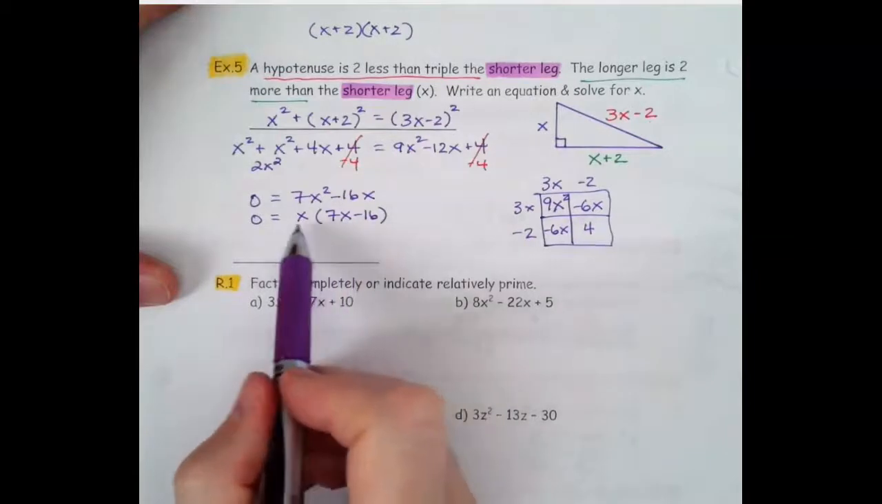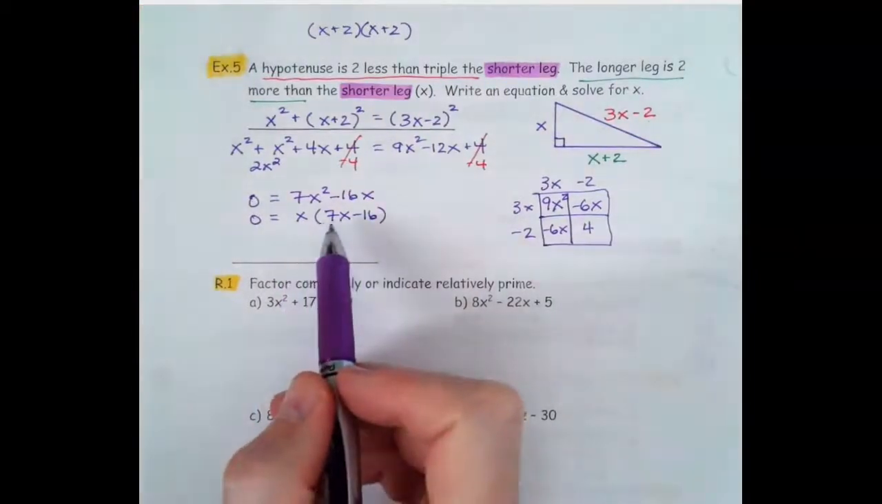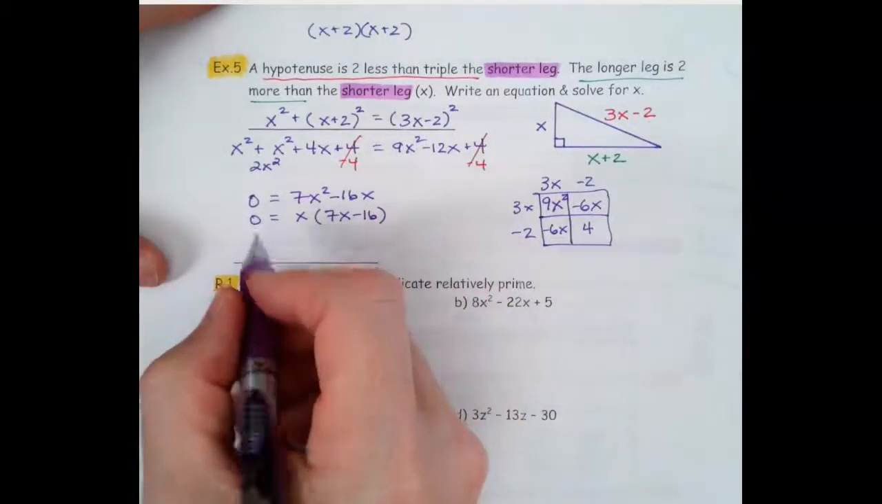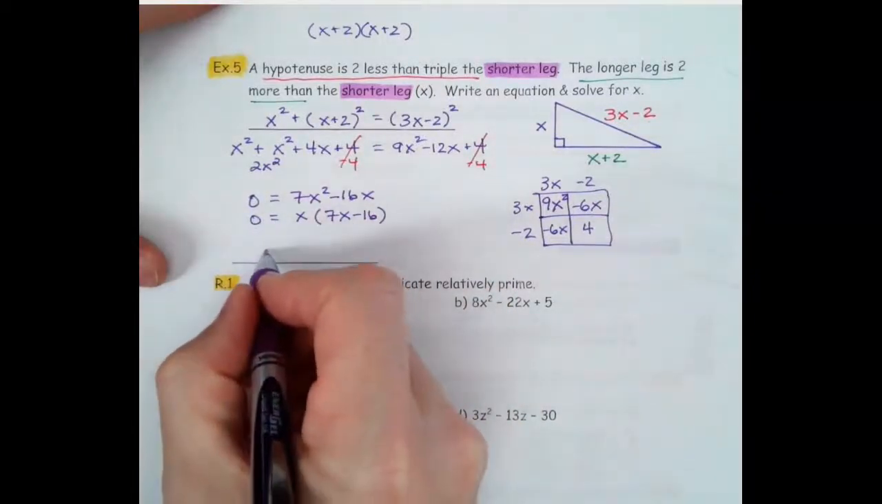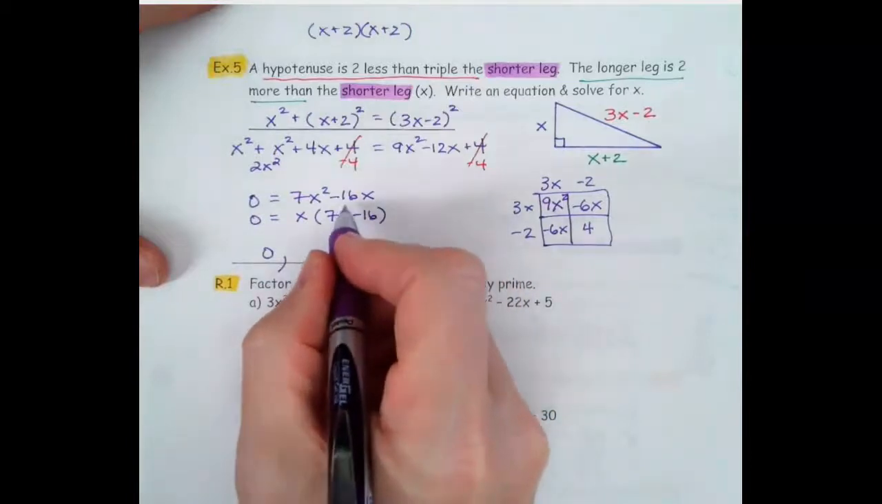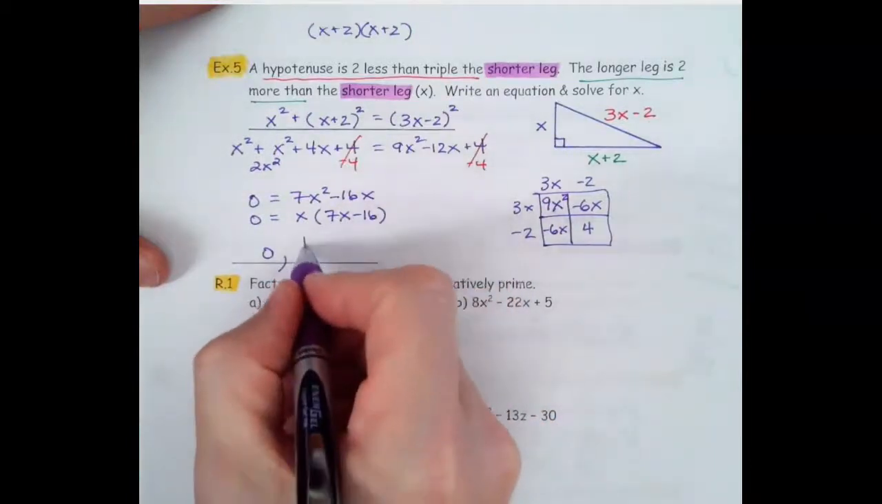So this is the zero product property. When we multiply two things together and the answer is 0, then one of those must be 0. So x is either 0 or, solve this for 0, so that would be 16 over 7.